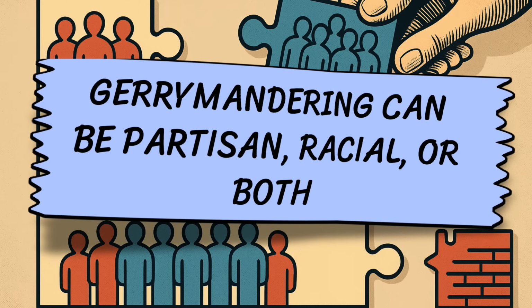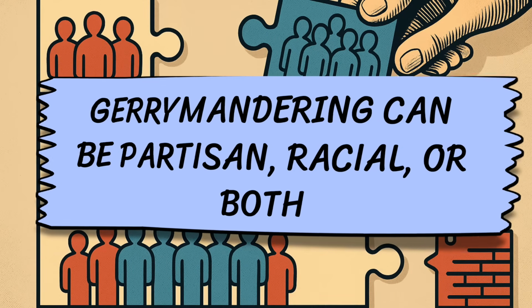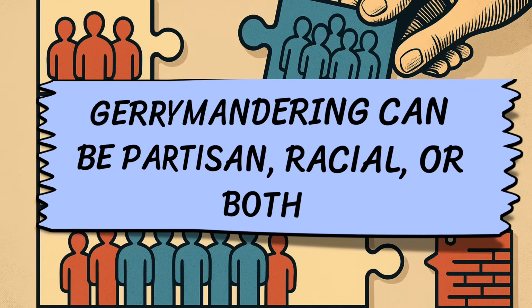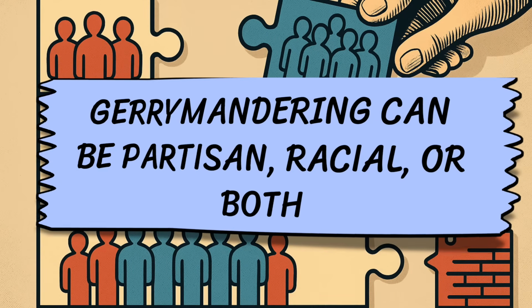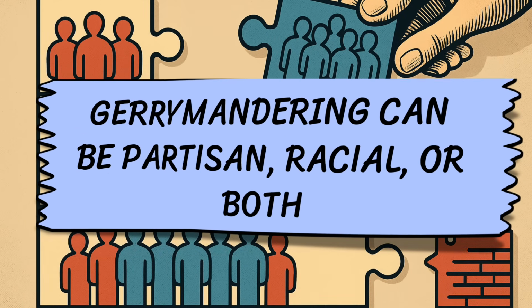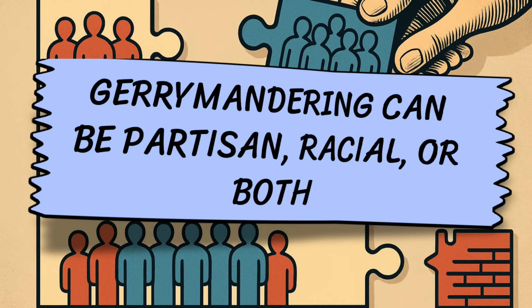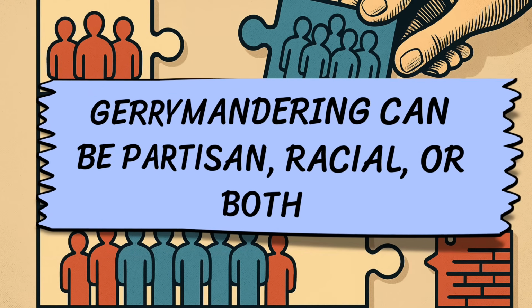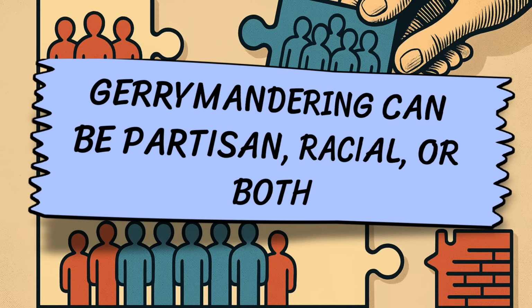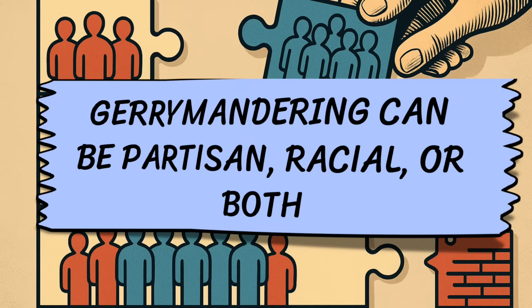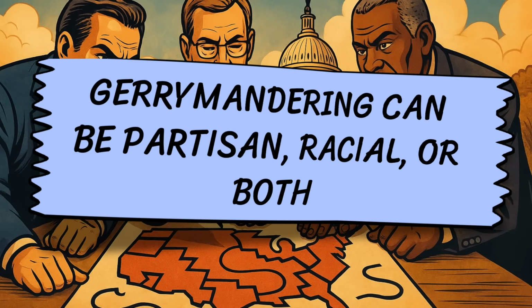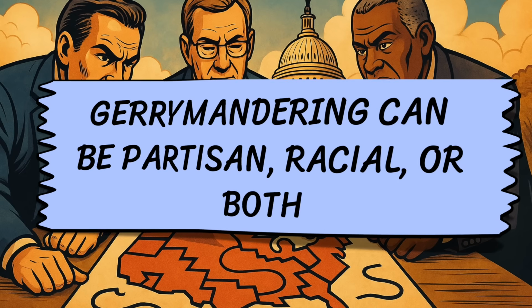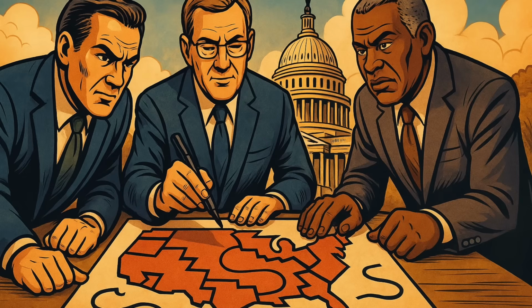Gerrymandering can be used for partisan purposes, racial purposes, or both. Partisan gerrymandering is when district lines are drawn to favor one political party over another. In many cases, state legislatures controlled by Republicans or Democrats have been accused of manipulating maps to entrench their power. Racial gerrymandering, meanwhile, is when district lines are drawn in ways that dilute the voting strength of racial or ethnic minorities, often in violation of the Voting Rights Act of 1965. While racial gerrymandering is illegal, proving it in court is a long, difficult process, and the lines between racial and partisan motives are often blurred.